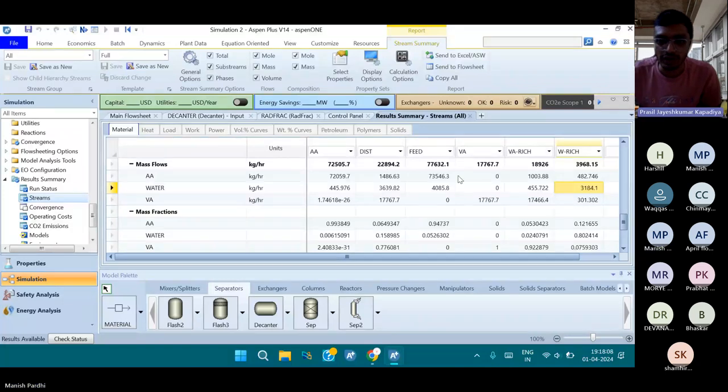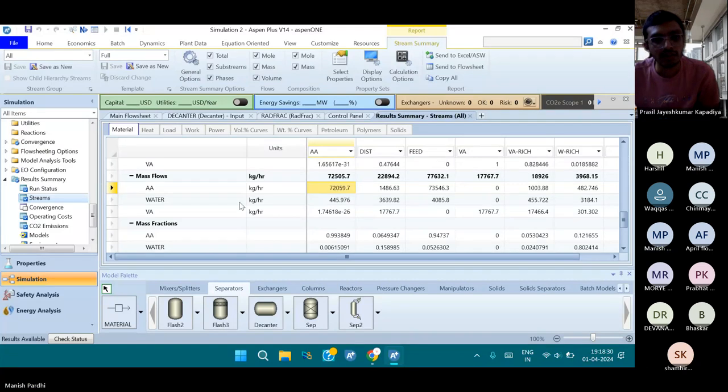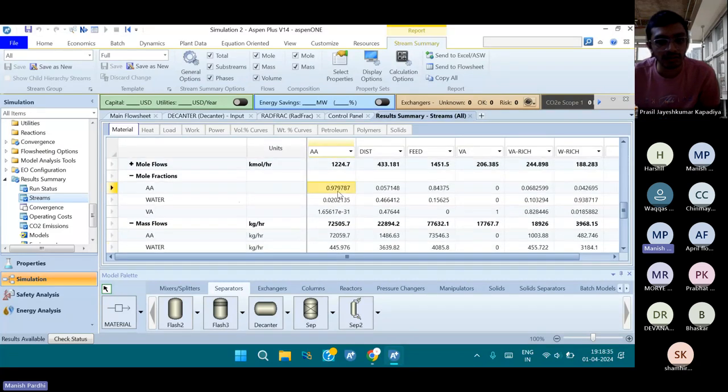Okay, we understood this problem, right? From bottom, we are getting maximum amount of acetic acid. Can we do sensitivity analysis and check what we can do to increase the amount of acetic acid in bottoms? Currently, what is the mole fraction? I guess it was 97.97. Okay, let's do sensitivity analysis. With which parameters? With feed temperature, I guess.